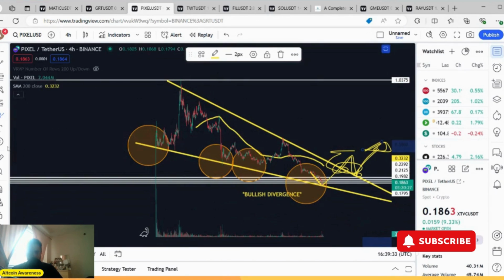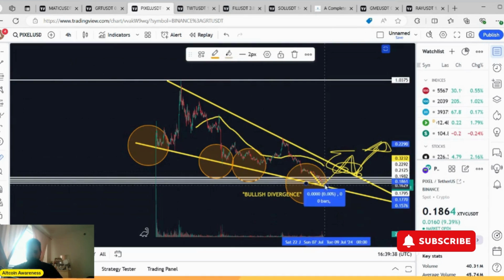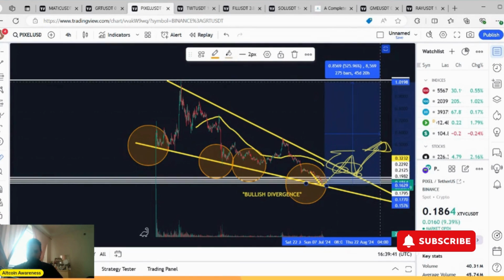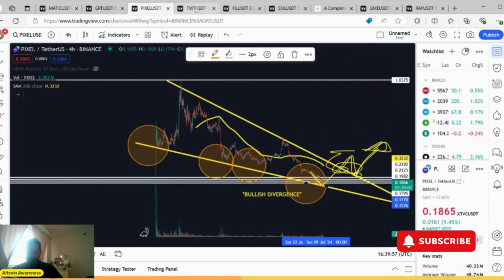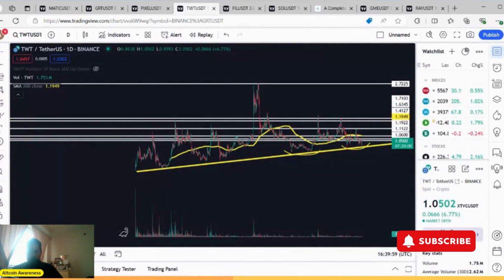Okay. Now, the measured move from the current levels all the way up to the previous all-time high, it's a 530% move. Okay, guys. So Pixel is another altcoin that you should have on your watch list. Okay. Next, Trust Wallet token.